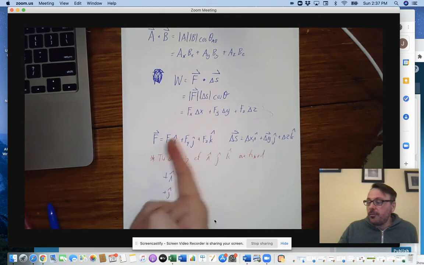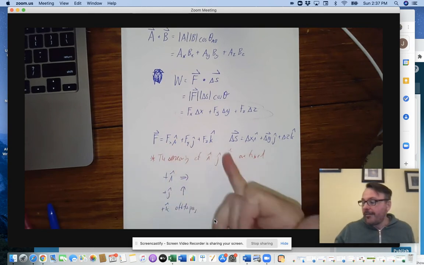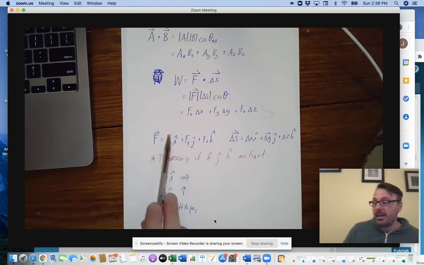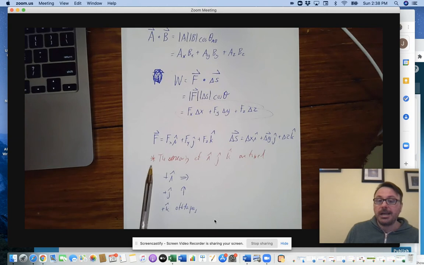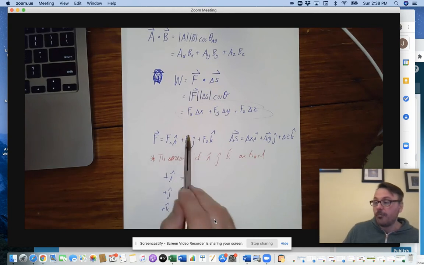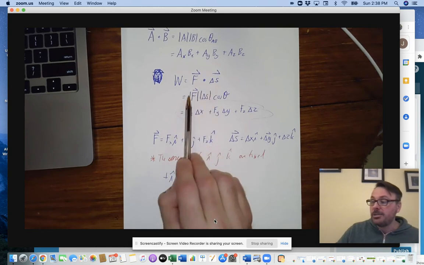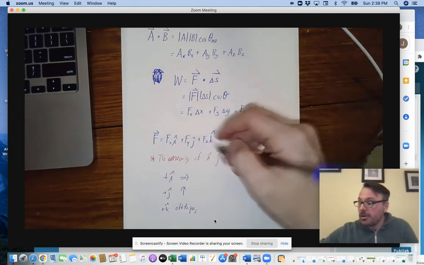And you would have to put your forces into this form, and you have to put your displacements into this form. So if I have a force that acts to the left, I would have a negative coefficient here. If I had a force that acted down, like gravity, I would have a negative coefficient here, and I would have to plug in those things. Notice I have the magnitudes here because that's the magnitude of these vectors.